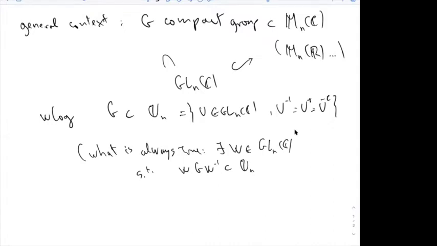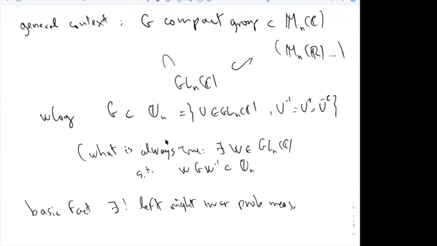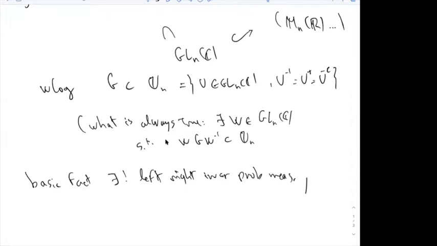So the basic fact is that G, the compact group which I took above, admits a unique left and right invariant probability measure, which I will call mu_G.